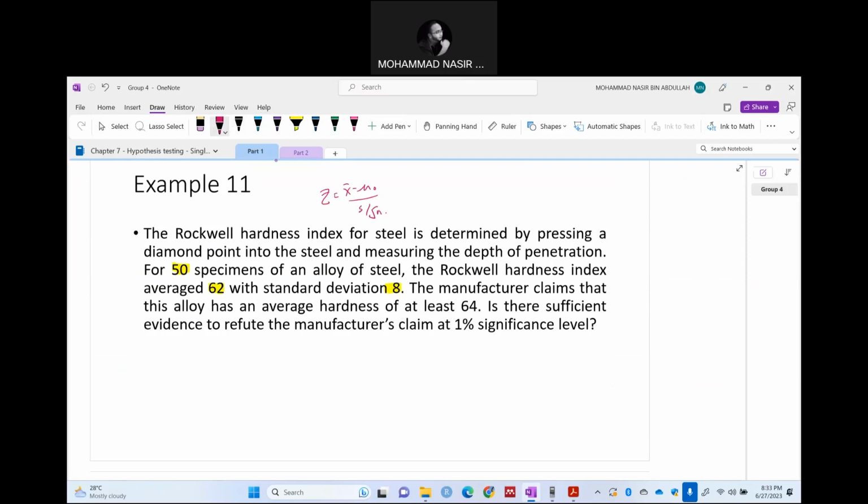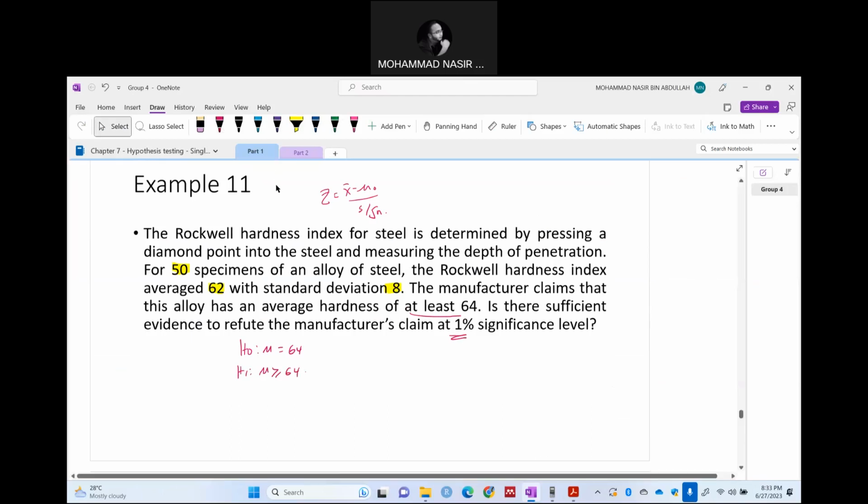And remember, when you answer this question, you need to follow the procedure lah, starting from hypothesis statement until conclusion, right? So the claim here is the manufacturer claims that alloy has at least 64. So null hypothesis mu equal to 64. Alternative hypothesis mu is more than or equal to 64. And our alpha is 1%. Okay.